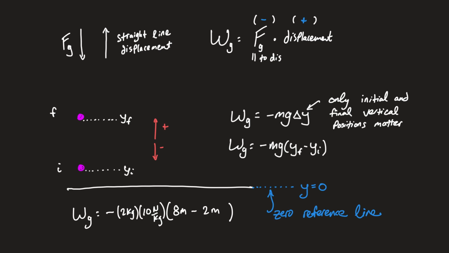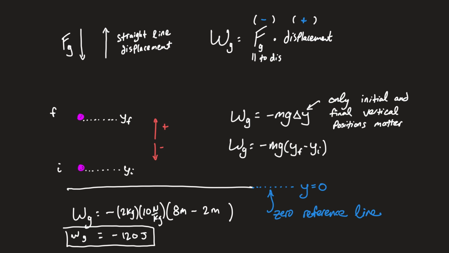Cool, pretty easy. You get 6 times 10, which is 60, times 2, which is 120, so this would be minus 120 joules. And we would state then that the work done by gravity, if we were to go from a position of 2 meters to a position of 8 meters, up here, gravity would do negative 120 joules of work. And that should make sense because gravity is pulling down, but the object is being displaced up.